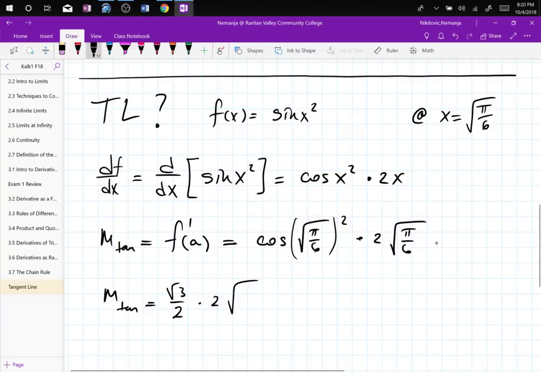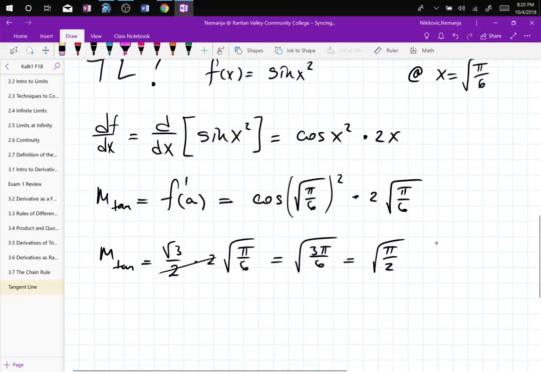Times 2 square root of pi over 6. 2 and 2 cancel. All of this goes under the same radical, becomes 3 pi over 6, which becomes square root of pi over 2. You could leave it there, but yeah, let's leave it there. So there's my slope. Wow, amazing, right? m equals square root of pi over 2.